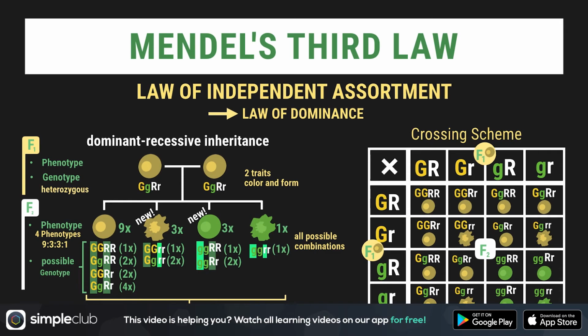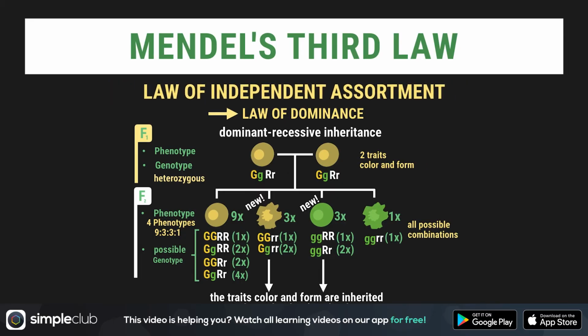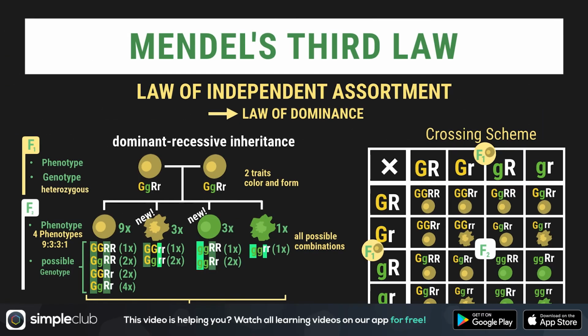A completely new combination of traits developing proves that the two characteristics, color and form, are inherited independently from each other. Hence the name Law of Independence. So watch out, there are far more genotypes than phenotypes. Here, we have a dominant recessive inheritance. Therefore, the dominant feature always prevails, and we only have 4 different phenotypes, but 9 genotypes.